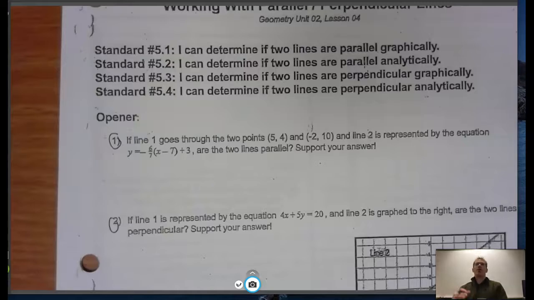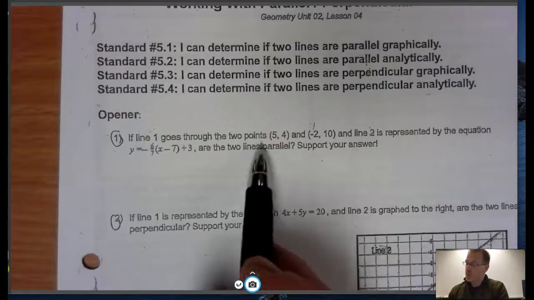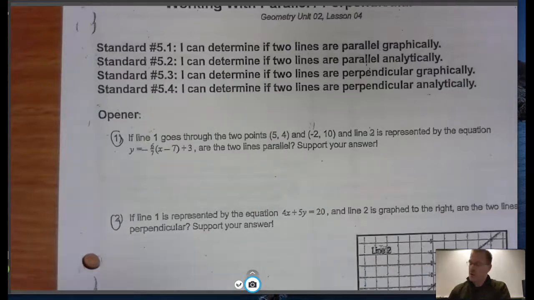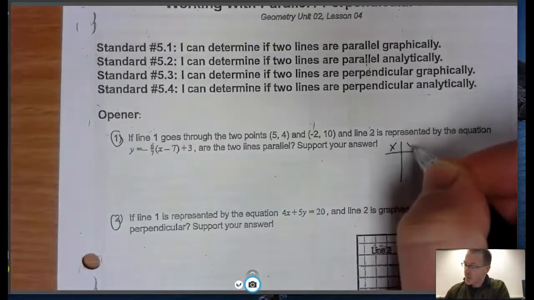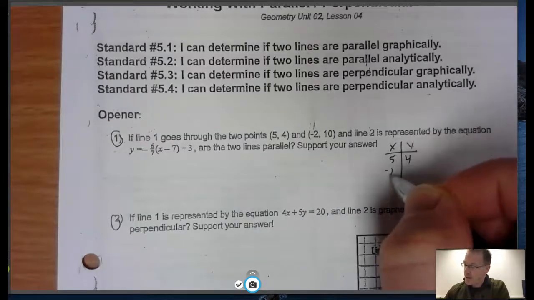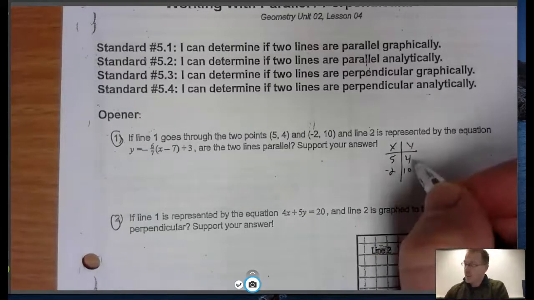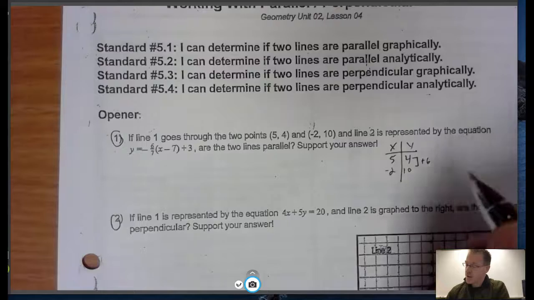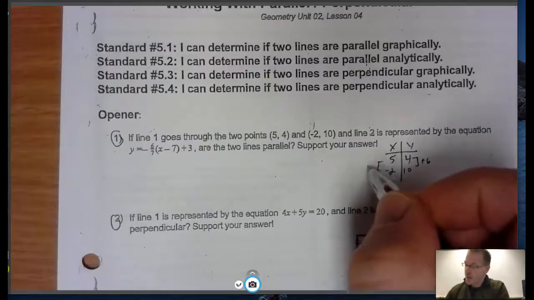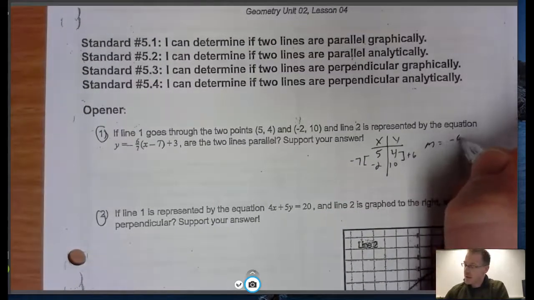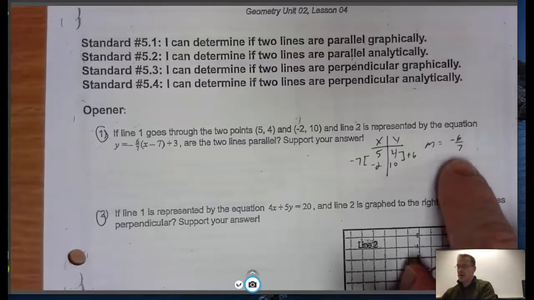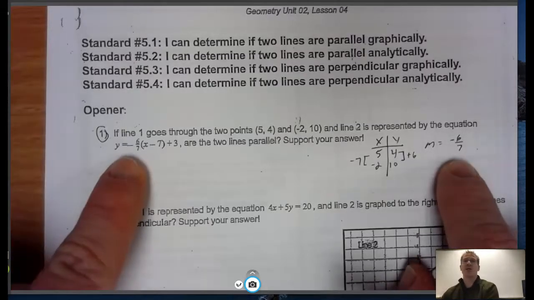Once again, this is a review. We want to know if they are parallel. Line 1 goes through these 2 points. I'm going to quickly make an XY table. 5, 4, negative 2, 10. From 4 to 10, we go up 6. From 5 to negative 2, we go down 7. So we can see that our slope is negative 6 over 7, and the slope of line 2 is also negative 6 over 7.